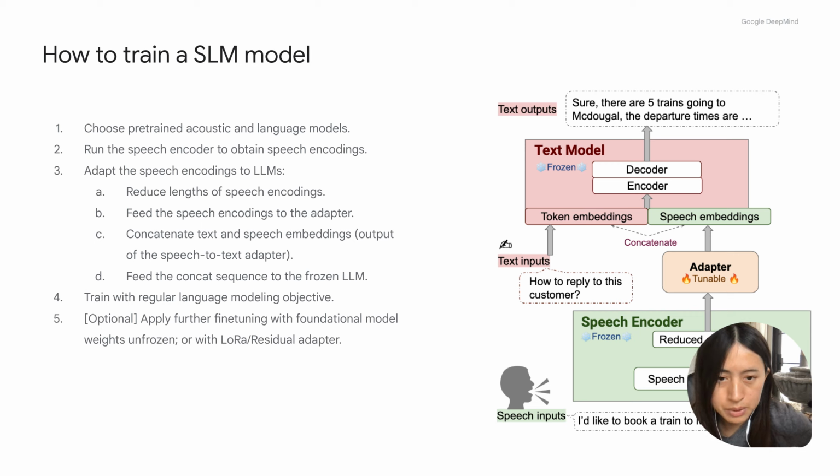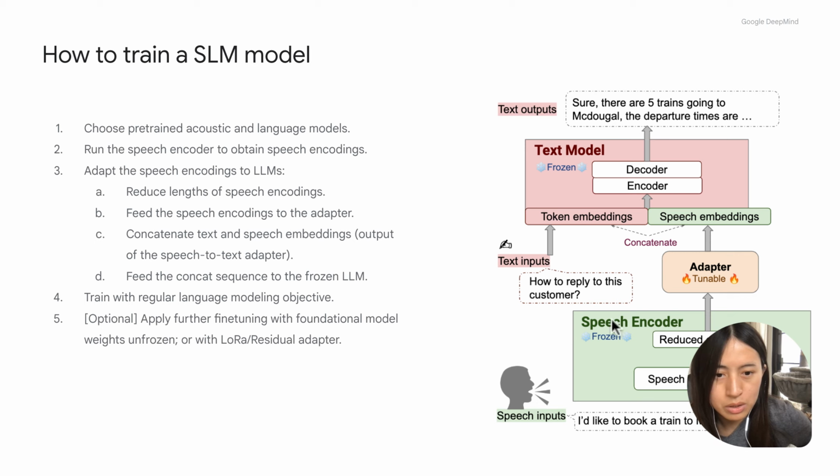train that? So basically, first we choose the pre-trained acoustic and language models. For example, in our case, we choose the speech encoder from the Google USM and then the text model from the Google T5 family. And then we run the speech encoder to obtain the speech encoding. In this case, we have the speech in, and then we get the speech representation after the encoder, and we adapt them as a third step to the large language models.